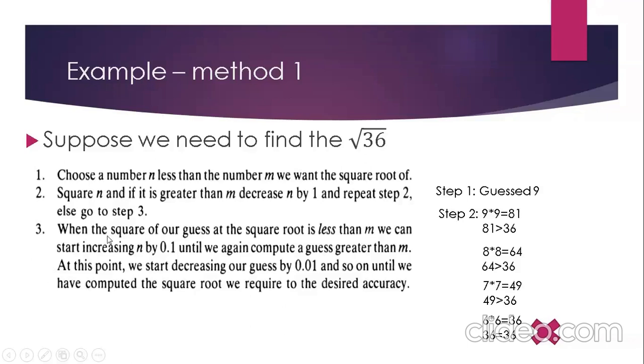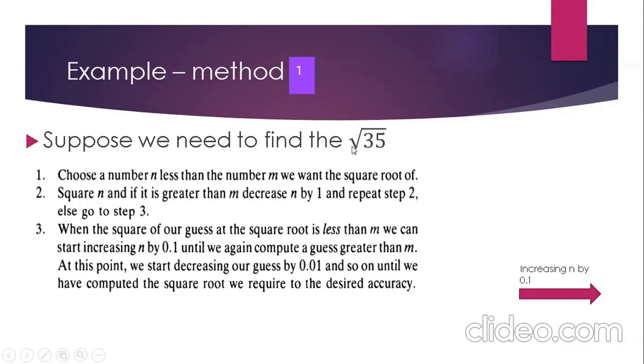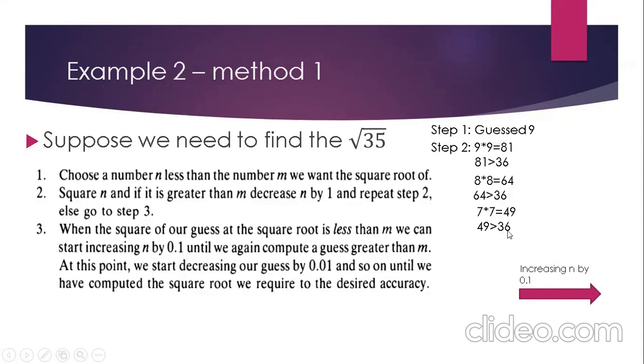To understand the third step, we will pick another example. Suppose we want to find the square root of 35, how do we do that? Let's start guessing. We guess with 9. Check whether 9 into 9 is equal to 35. No, 81 is greater than 35. So we go for 8. 8 into 8 gives you 64, which is greater than 35. Next we try with 7. We got 49, which is greater than 35. We have not got the result, so we go to the next step.